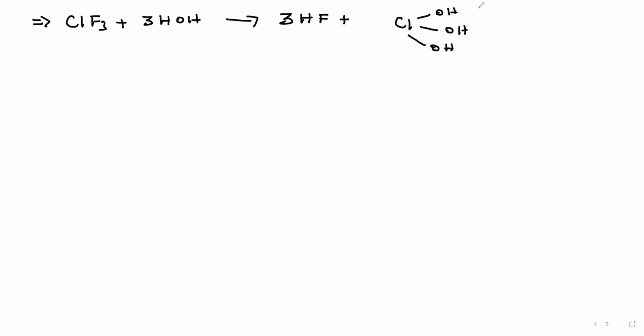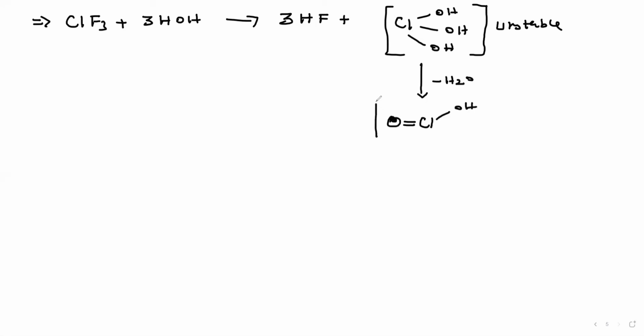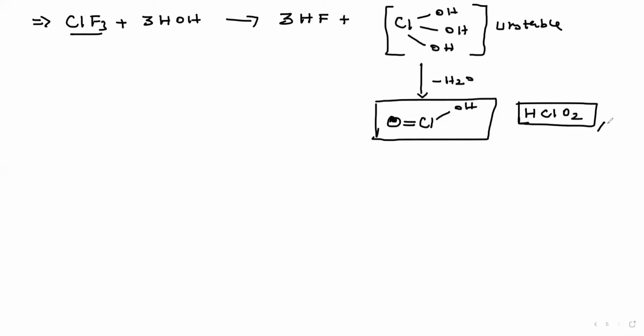Now this molecule is unstable. Please note, this is unstable. It releases a water molecule, minus H2O. Then what is the product? They form Cl with a double bond O, then another double bond O, then OH. What is the product of ClF3 hydrolysis? HClO2. This is the product. Simple, please note. They lose H2O and make a double bond.